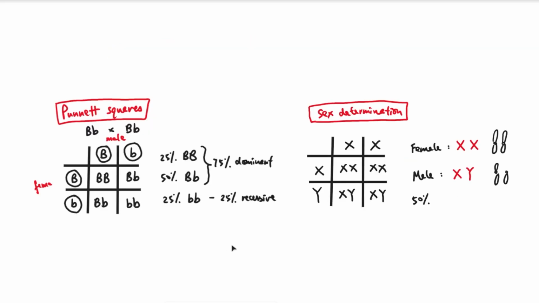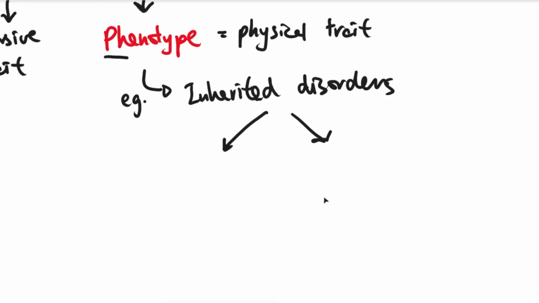So most of the time, if the question asks you to draw a Punnett square to either prove something or to predict something, it can be sex determination, although most of the time it's about looking at an inherited disorder. There are 2 inherited disorders that you need to know. Again, we're going to be looking at this in terms of the phenotypes as well.